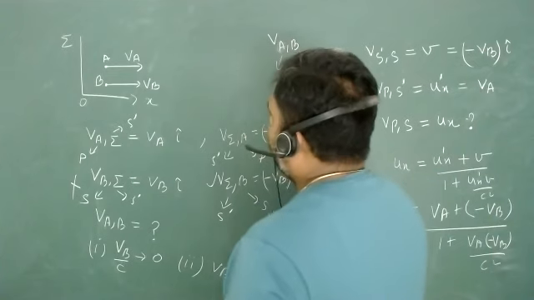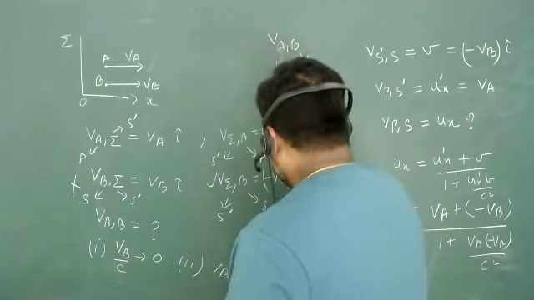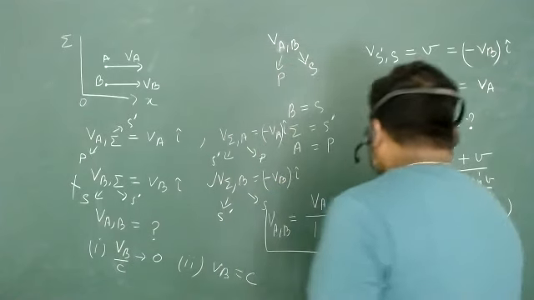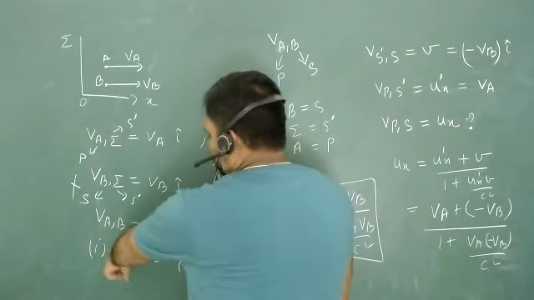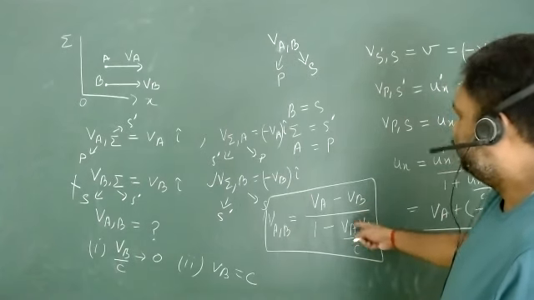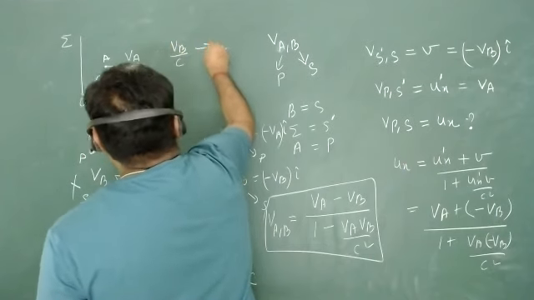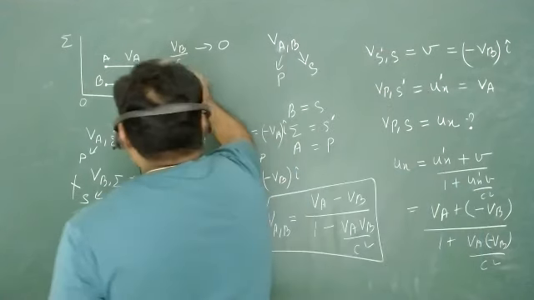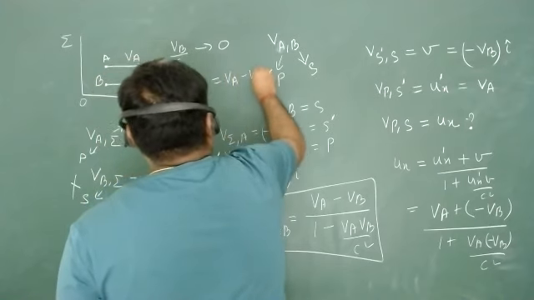This is nothing but velocity of A with respect to B. And now you can check it. VB by C tends to 0. When VB by C tends to 0, then this term is insignificant. So if we check VB by C tends to 0, then this term is not significant. We have velocity of A with respect to B is VA minus VB.